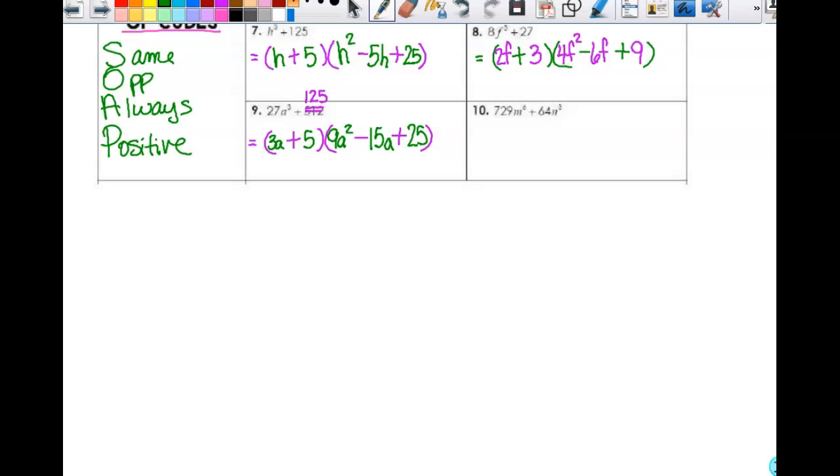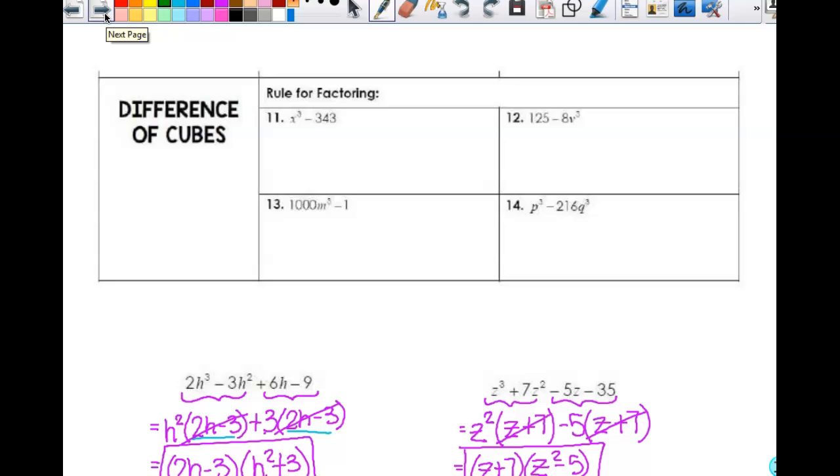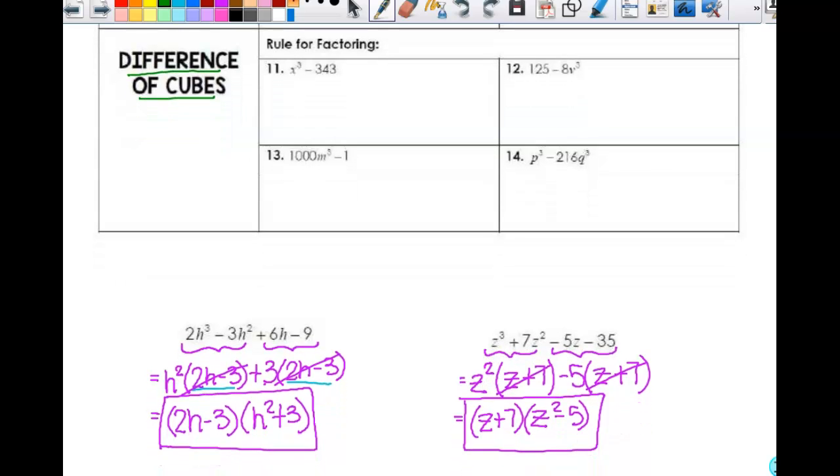Let's talk about the difference of cubes. All right, difference of cubes. Here's our rule for factoring. So we're subtracting them instead of adding them. So we have an a squared, no, we don't because that's squared. We have a cubed minus b cubed.